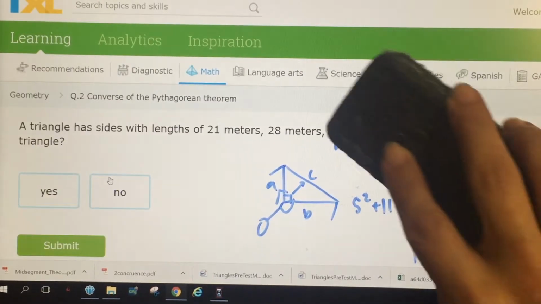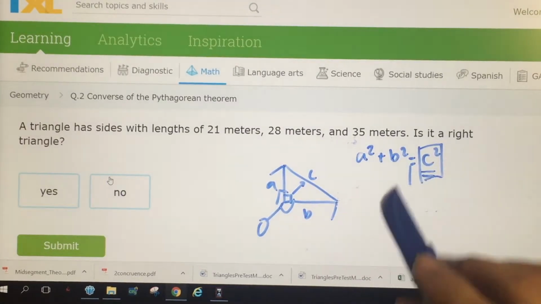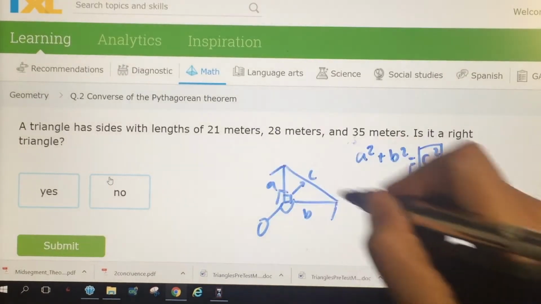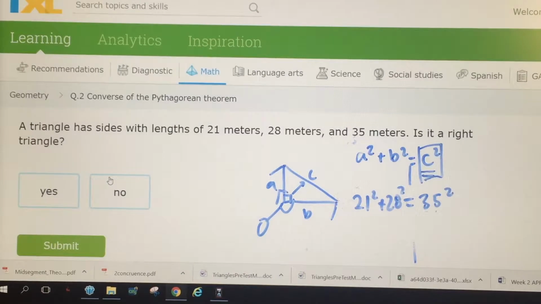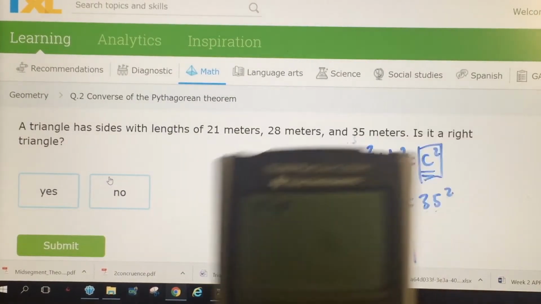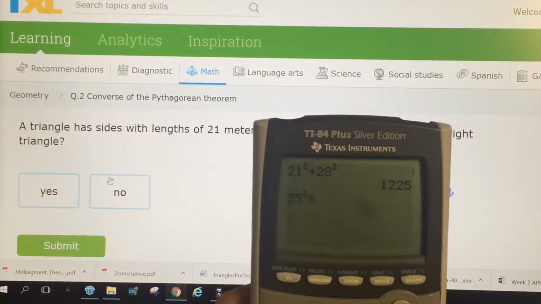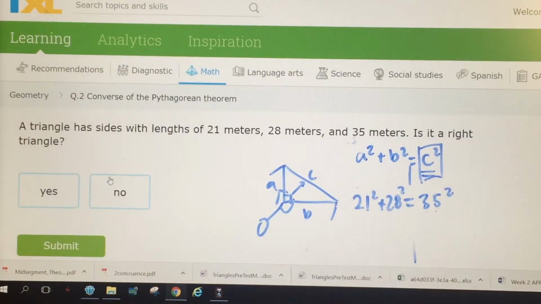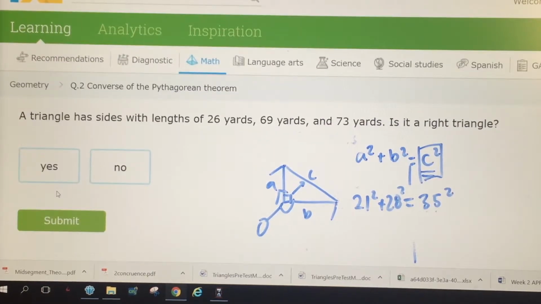All right, so again, find your longest side. Your longest side is going to be c squared. So c squared is 35. And then the order of a and b doesn't matter. So 21 squared plus 28 squared. So then you're checking it. So 21 squared plus 28 squared, and that's going to be 35 squared. Are those numbers the same? Yes. So this is equal to this, which means then it is a right triangle. And you're pretty much doing the same thing over and over again.